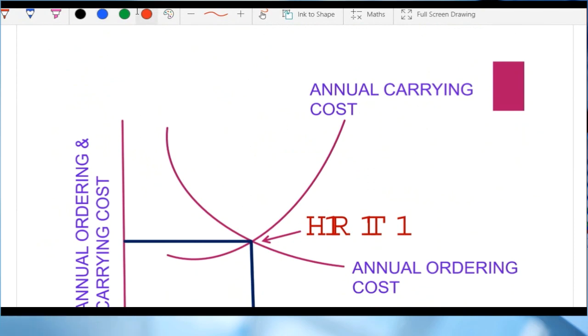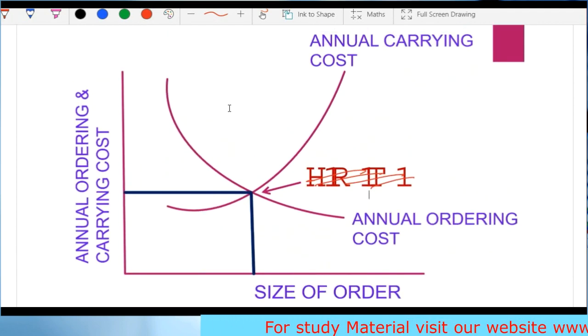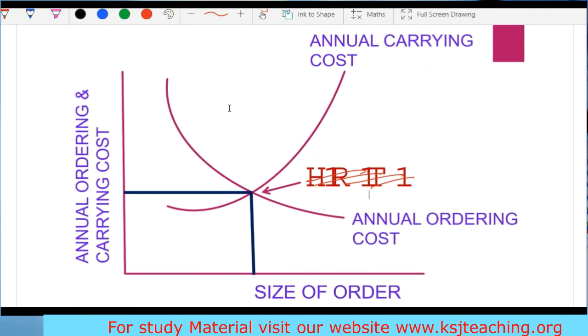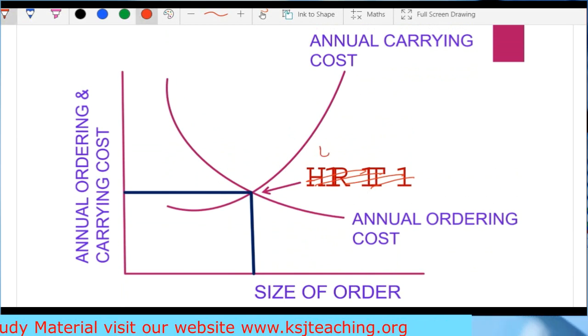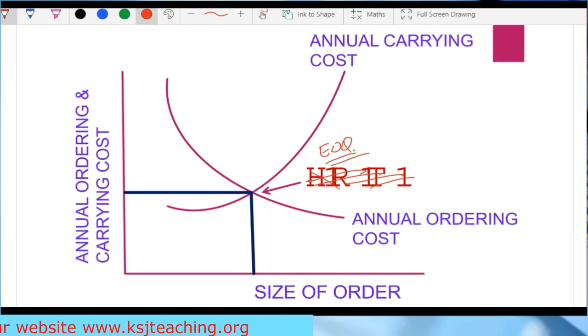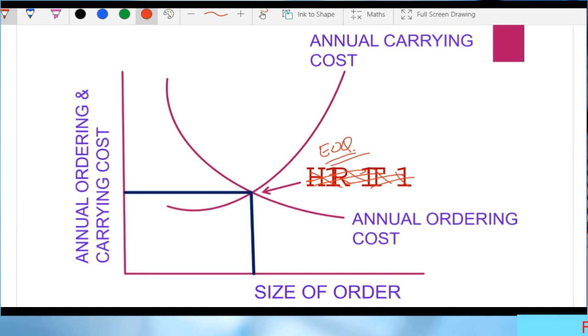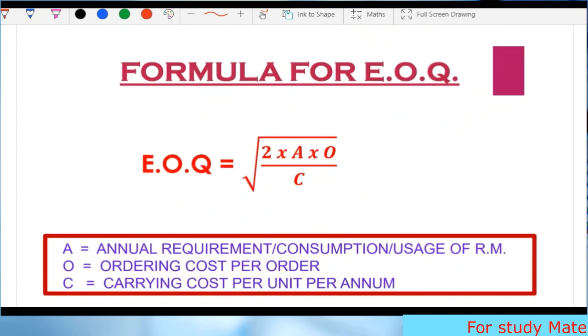Okay, this is something wrongly written here. Annual ordering cost and annual carrying cost: this is the level of EOQ, where the annual carrying cost is equal to the annual ordering cost. Nothing to worry about it.